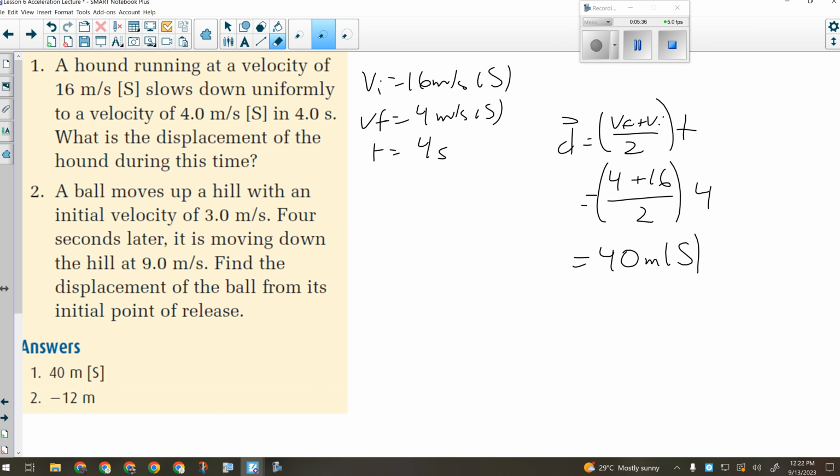So a ball's moving up a hill with an initial velocity of 3 meters per second. So vi equals, I'm going to write positive as up the hill. And a little 4 seconds later. Here's a significant digit question for you. How many significant digits in four?